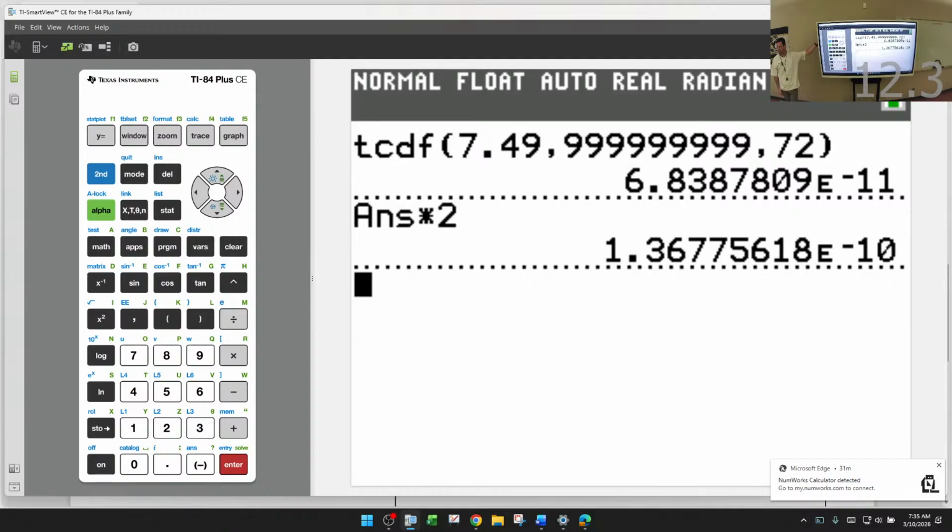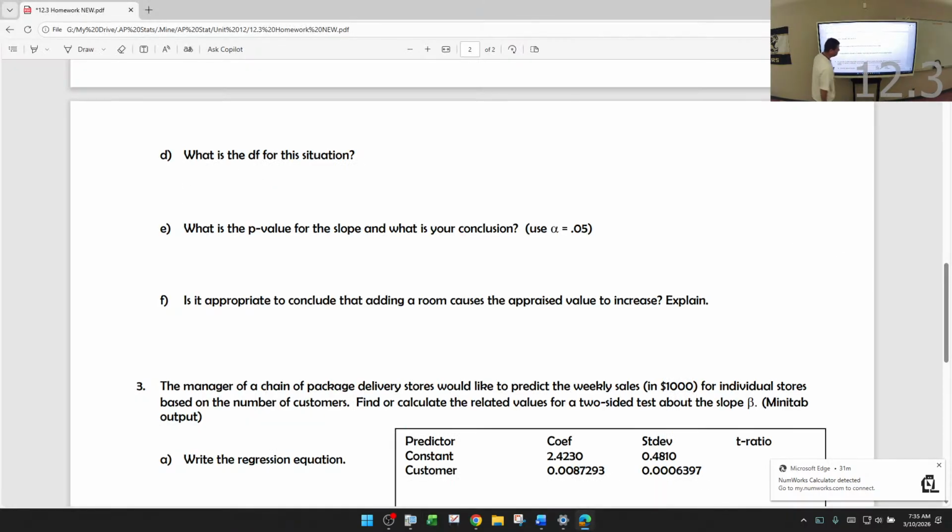They don't care what the numbers are. And then now you know what? You've got to reject. There is enough evidence. Okay, almost done.